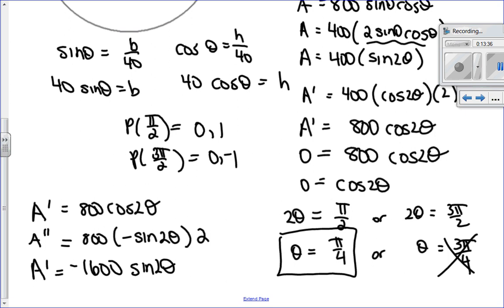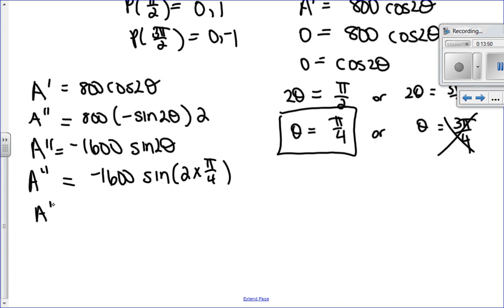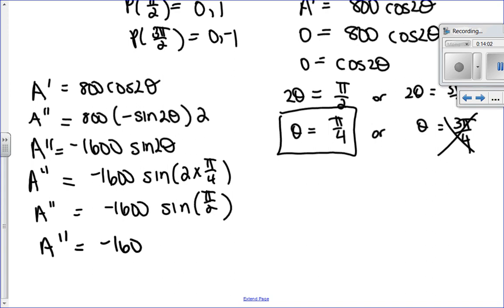So now that we know what our second derivative is, all we have to do is plug in our angle to see if it's positive or negative. So I plug in negative 1600 times sine of 2 times theta, so this will be negative 1600 times sine of pi over 2. Now, sine of pi over 2 is 1, so this whole thing is just negative 1600. So since the second derivative is negative, that means it's concave down like a frown, which means that we have a max. So we've verified that we have a maximum at theta equal to pi over 4.